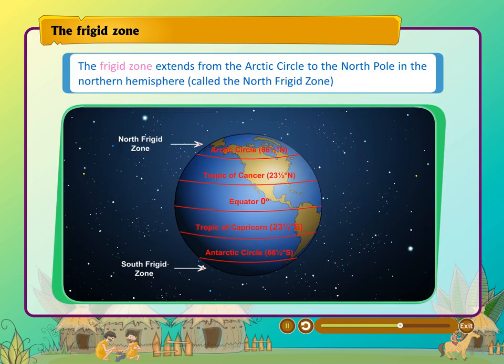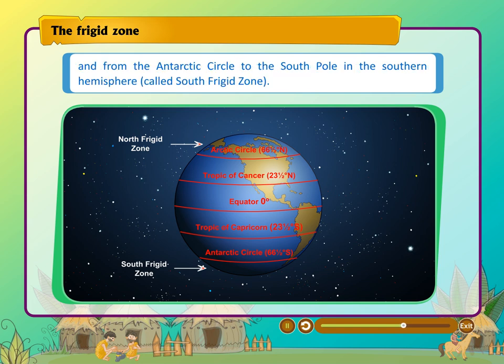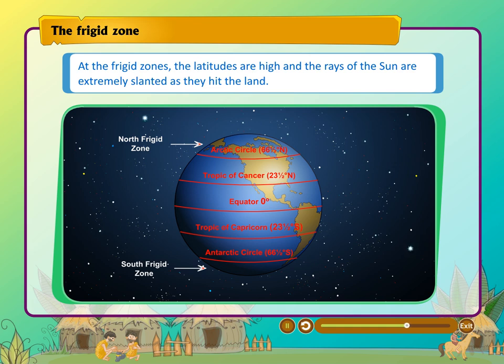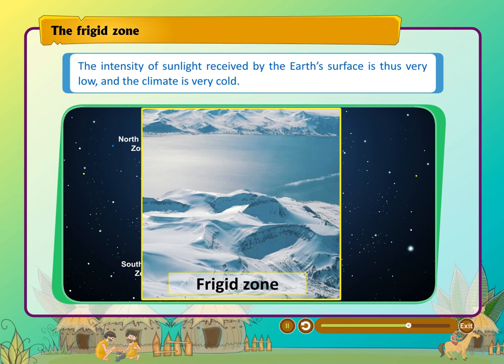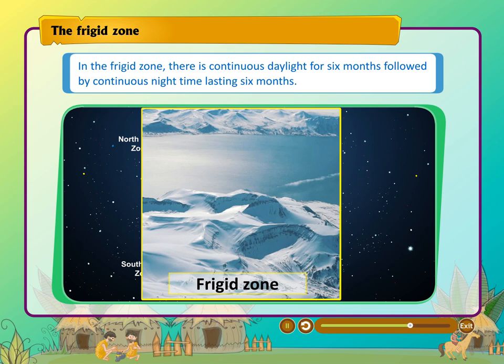The frigid zone. The frigid zone extends from the Arctic Circle to the North Pole in the northern hemisphere, called the North Frigid Zone, and from the Antarctic Circle to the South Pole in the southern hemisphere, called South Frigid Zone. At the frigid zones, the latitudes are high and the rays of the sun are extremely slanted as they hit the land. The intensity of sunlight received by the Earth's surface is thus very low, and the climate is very cold. In the frigid zone, there is continuous daylight for 6 months, followed by continuous night time lasting 6 months.